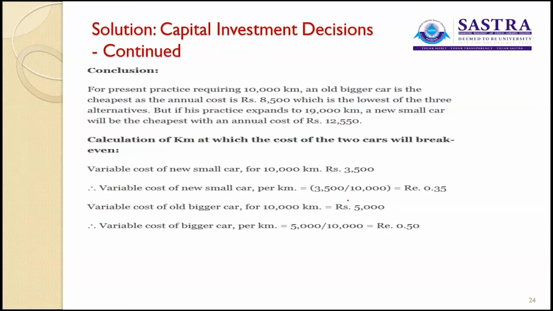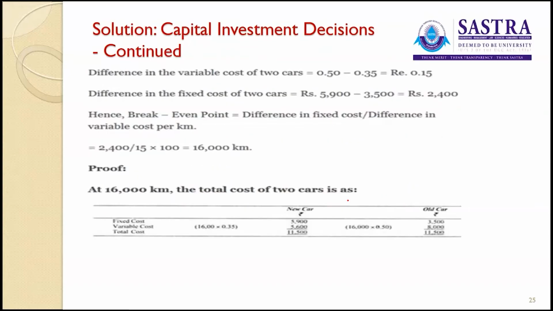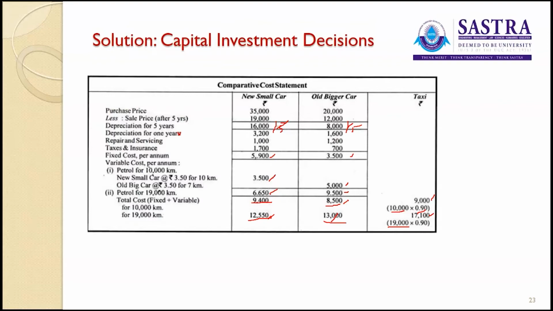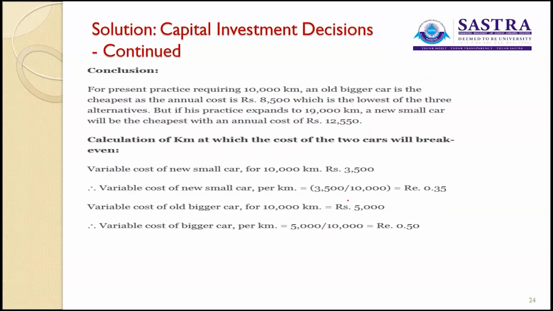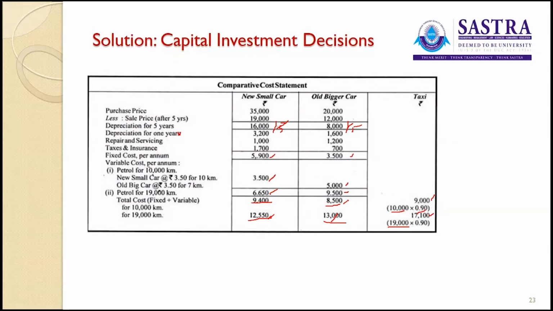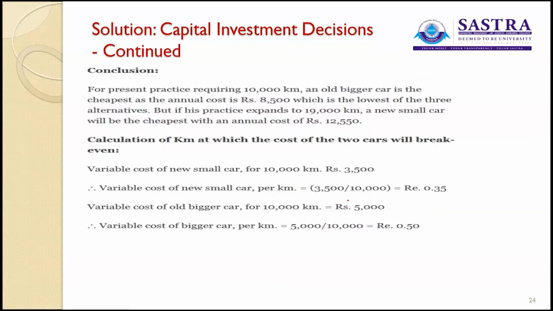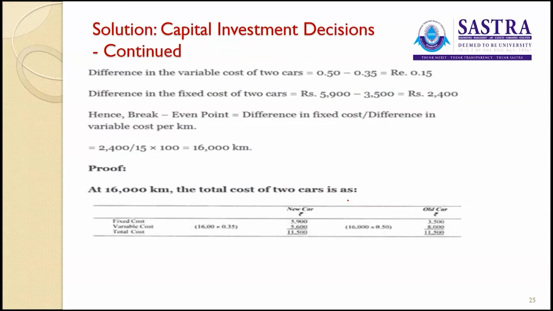Now we are going to calculate what is the variable cost of your small car. So small car we have calculated 3,500 divided, we will get 35 paise. For the big car, again we have 5,000 divided by 10,000, we'll have 50 paise. Now difference in your variable cost is 15 paise. See the variable cost it is given, I'll show. This is the variable cost for your petrol. That is the cost we have taken here. So see here 3,500 and 5,000. So 3,500 we have taken for 10,000 kilometers, 5,000 for 10,000 kilometers, so 35 paise and 50 paise. So the difference is 15 paise.